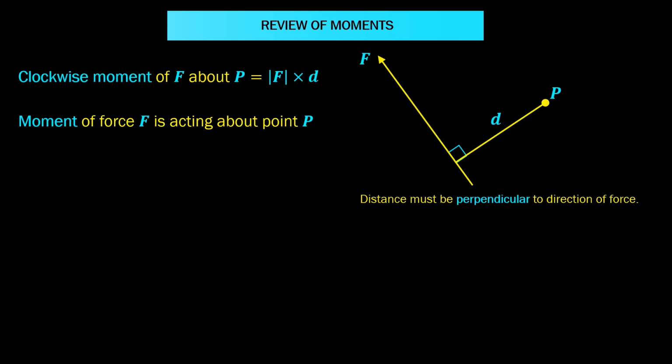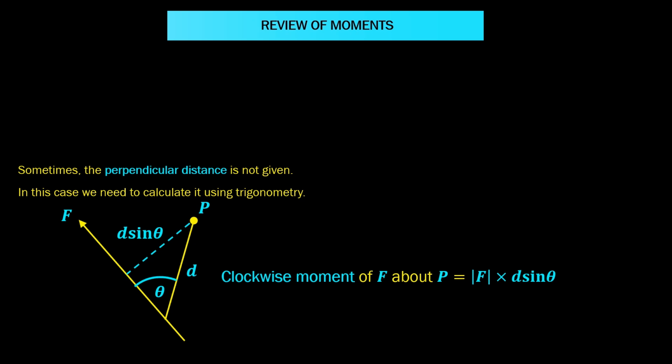Recall that the clockwise moment of F about the point P equals mod F times d when the distance is perpendicular to the direction of the force. When the perpendicular distance is not given, we need to calculate it using trigonometry. In the example shown on your screen, we have that the clockwise moment of F about P equals mod F times d sine theta.